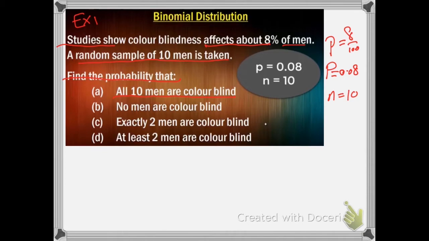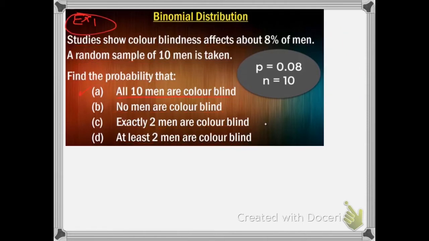The requirement here is to find the probability that all 10 men are color blind, the probability that no men are color blind, the probability that exactly 2 men out of 10 are color blind, and the probability that at least 2 men are color blind. In requirement A, all 10 men are color blind. That means I'm going to compute the probability X equals 10.